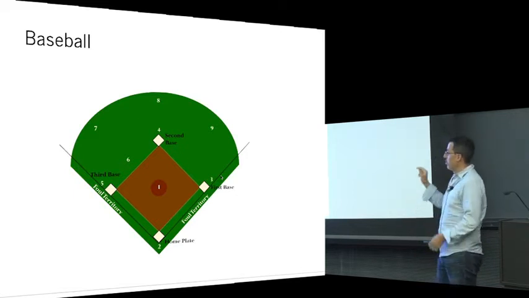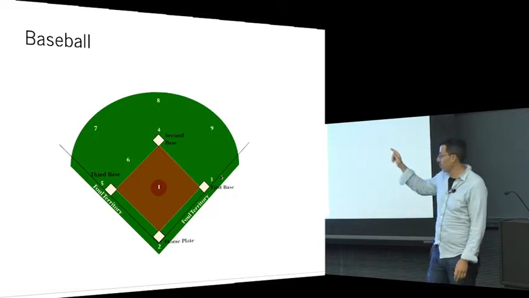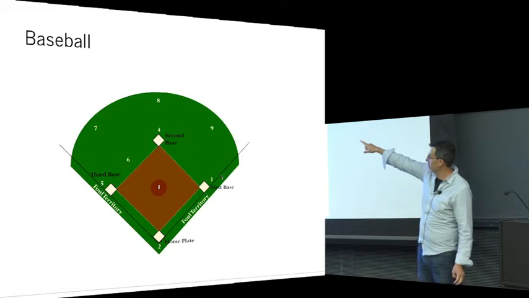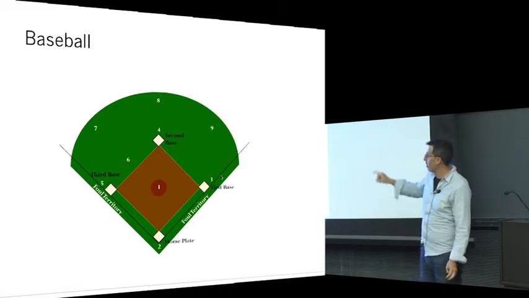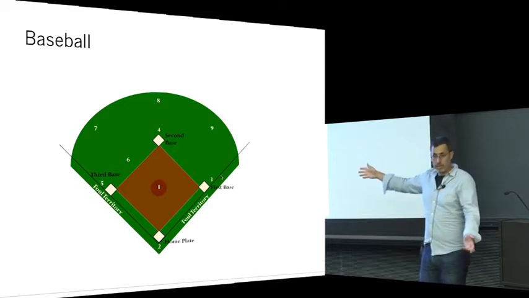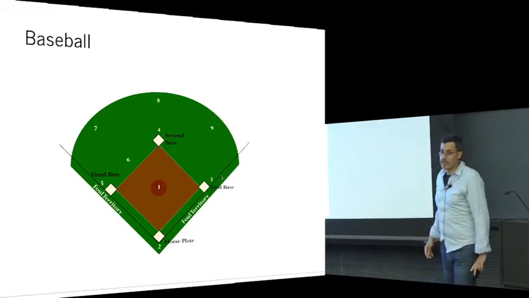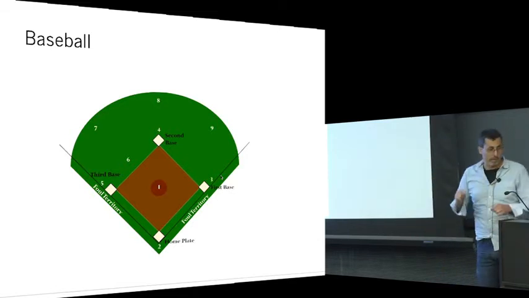Another thing that happens is when you hit the ball, you can go past first. You can go to second. That's better because you get closer. That's the second little white diamond. You can go to third. That's called a triple. Or you can go all the way home. If you hit the ball outside of the park, that's a home run, and you get to run all the way home and get 1 run.